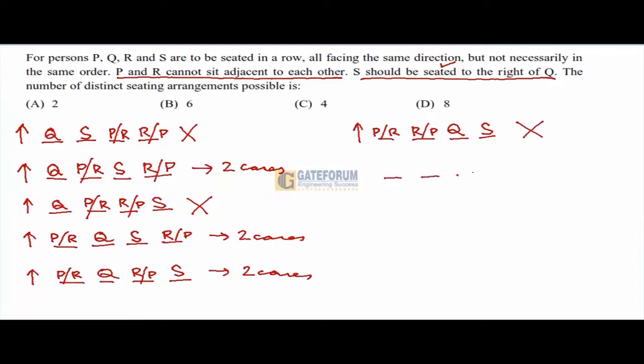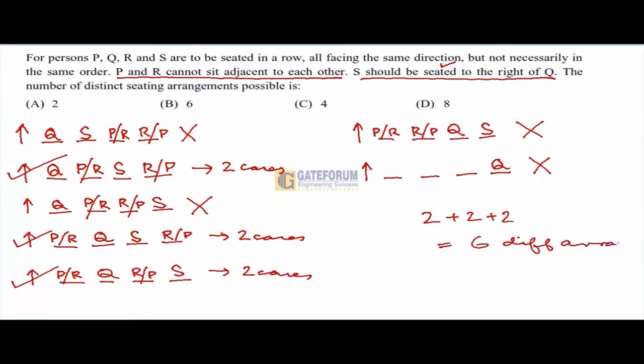There is another one case left, or is it so? Let us find out. Q sits here. But this case is definitely not valid because S then cannot sit to the right of Q. So this automatically is cancelled. So I find that there are two cases, another two cases and another two cases. So total 2 plus 2 plus 2, that is 6 different arrangements can take place. So the answer is 6.